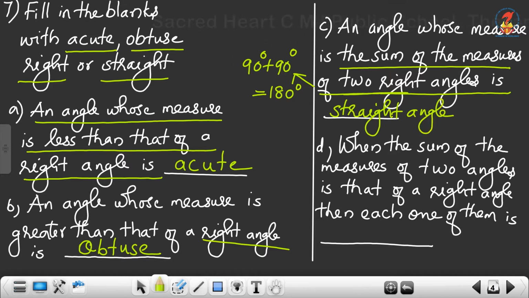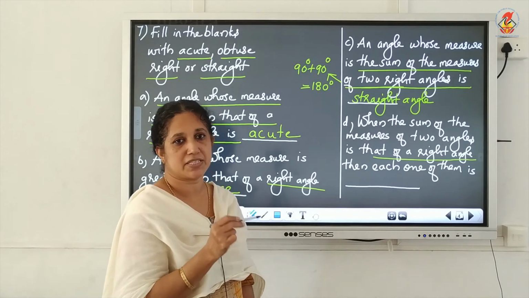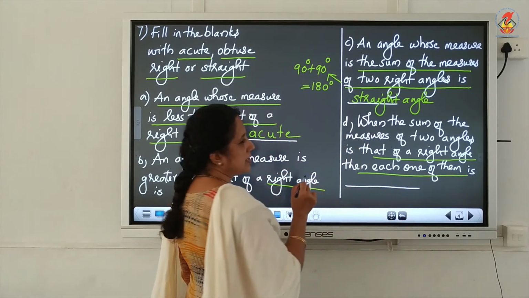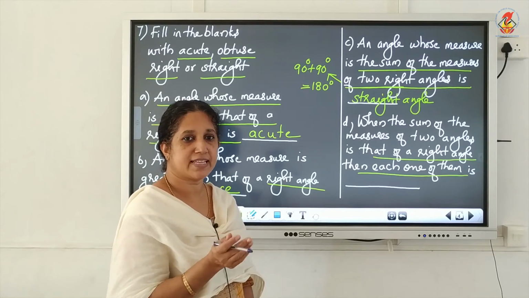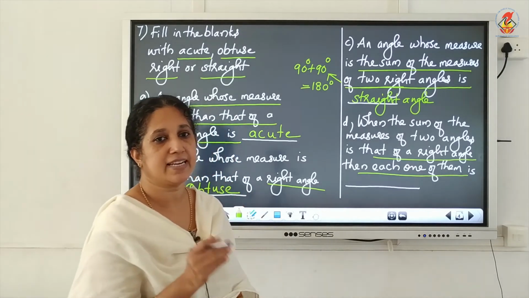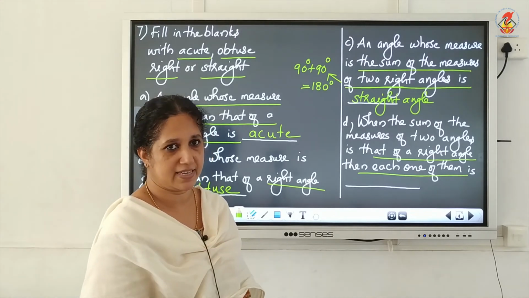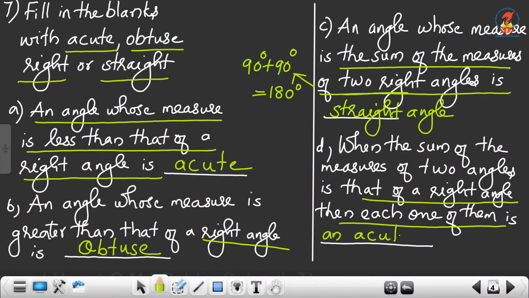Next one. When the sum of the measures of two angles is that of a right angle, we have two angles, and when we added the angles, we got the sum as a right angle. That means the sum is equal to 90 degree. Then each one of them will be less than 90 degree. If the measure of an angle is less than 90 degree, what type of angle is it? They are acute angles. So, each one of them is an acute angle.